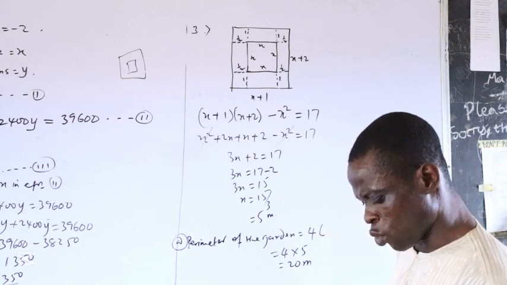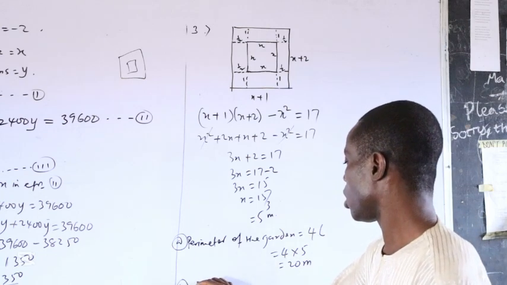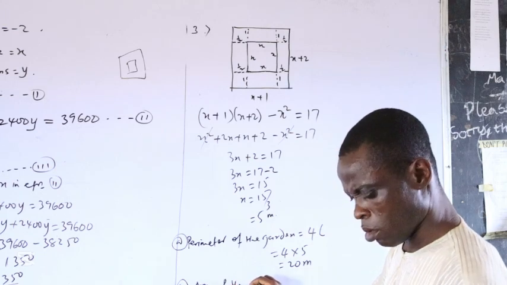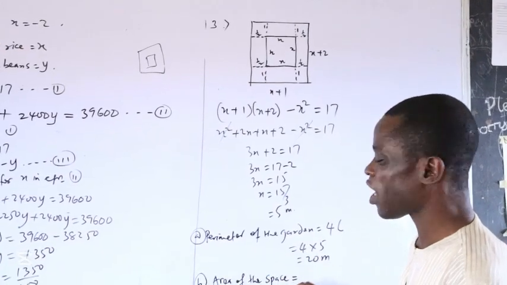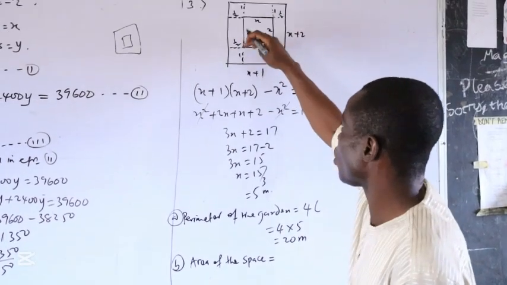Then the area of the space covered by the garden. B. Area of the space covered by the garden and the path. That is the area of this one plus 17.